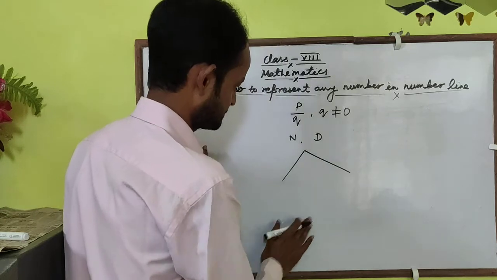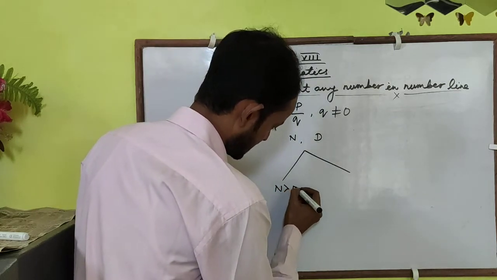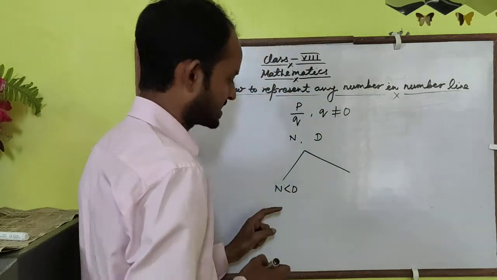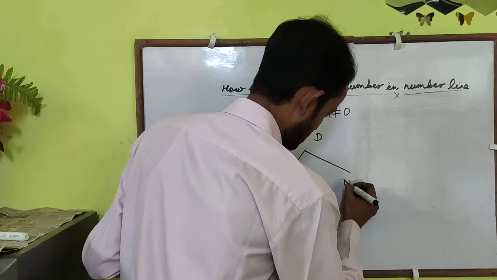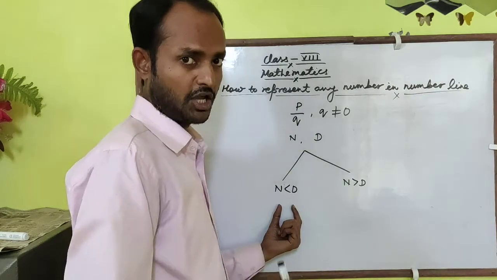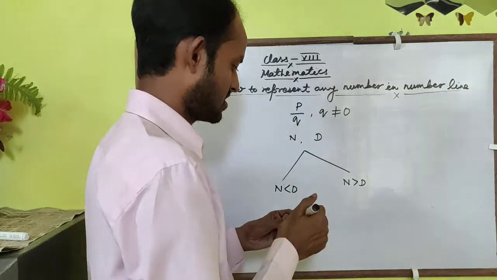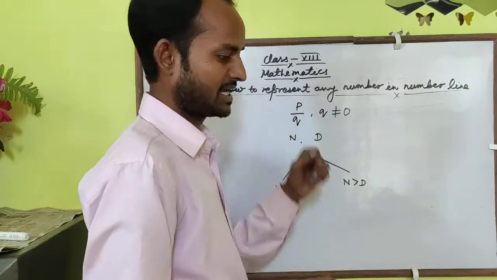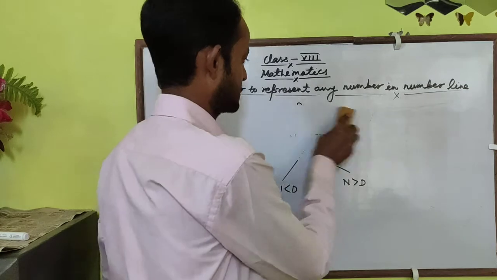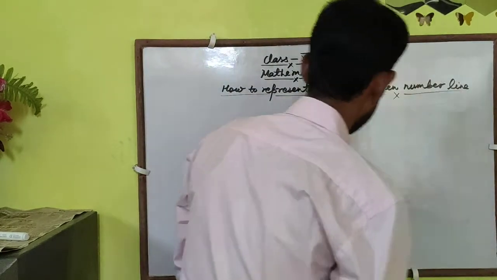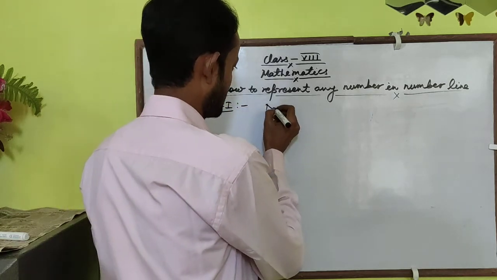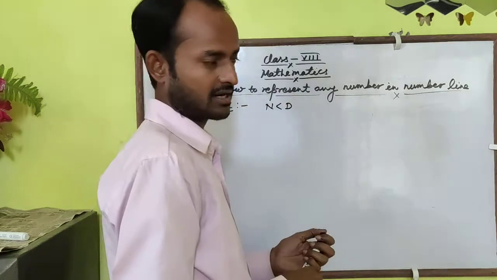First, numerator is less than denominator, and second, numerator is greater than denominator. Let us consider the first case, numerator is less than denominator. How to represent any number on the number line when numerator is less than denominator? Case first.